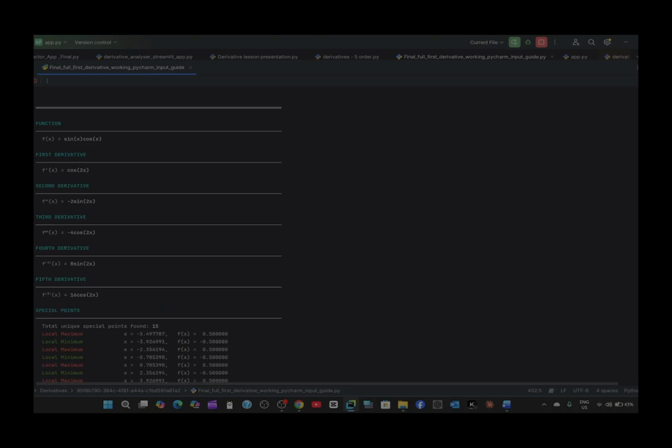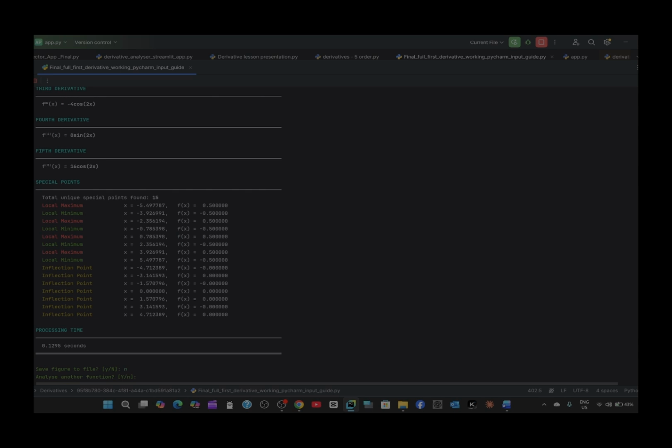And all the points here, all the turning points, all the special points, called unit special points, right? Local maximum at x equals, f of x. All these are special points, okay? Local maximum, local minimum, and you can see the inflection point. Okay, so if you want to run another function, you say yes, I want to analyze another function here.